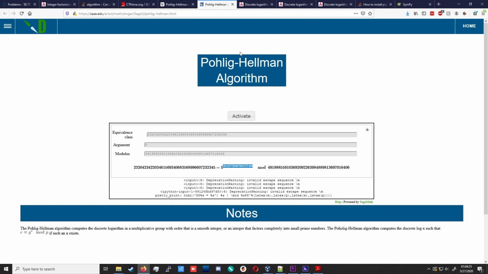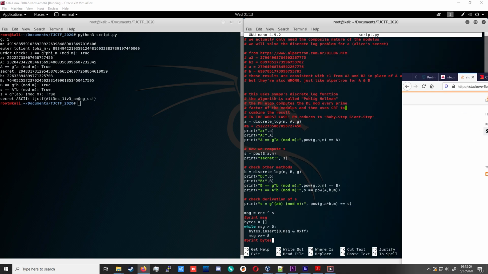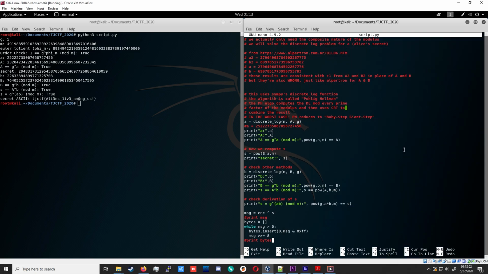In this case, I'm going to use the SymPy library from Python 3. So we can see the appropriate SymPy command on this Stack Overflow post right here after we import the discrete log function. And this is going to apply Diffie-Hellman and work okay for us. So we'll go ahead and write that into the Python script. You can see that down here I've already imported the library, and I'm going to use that. And then I'm going to check that it gives me the right result because I now have very little trust for these Diffie-Hellman calculators.